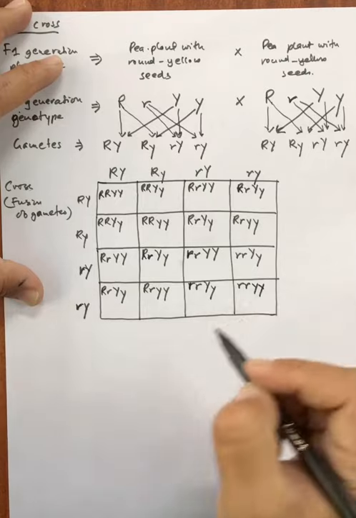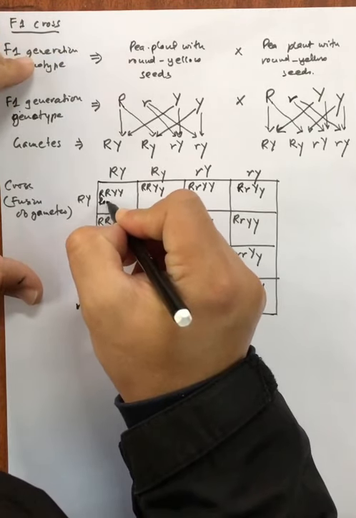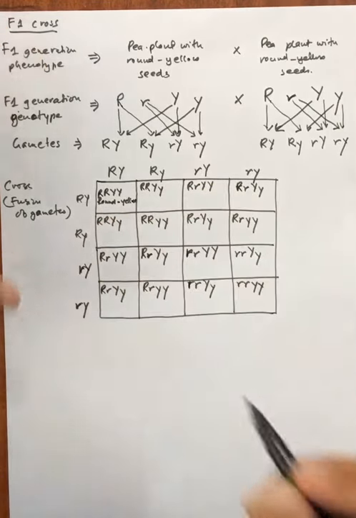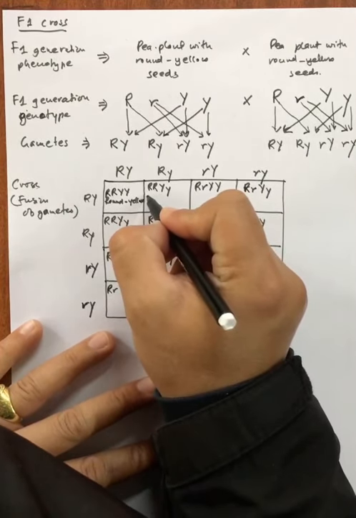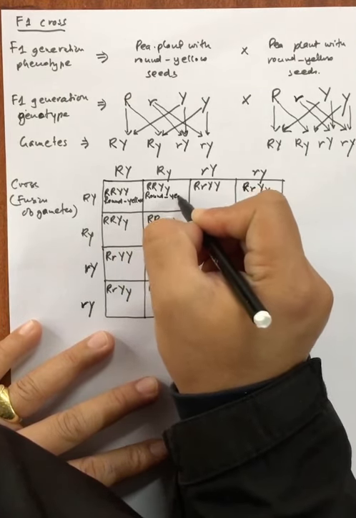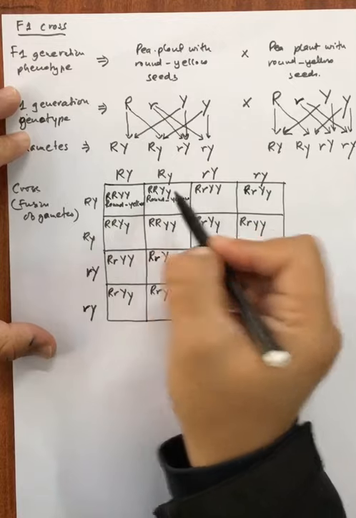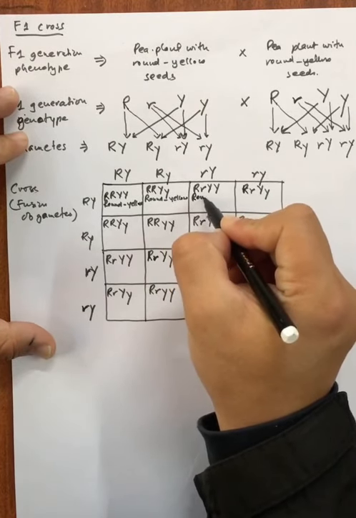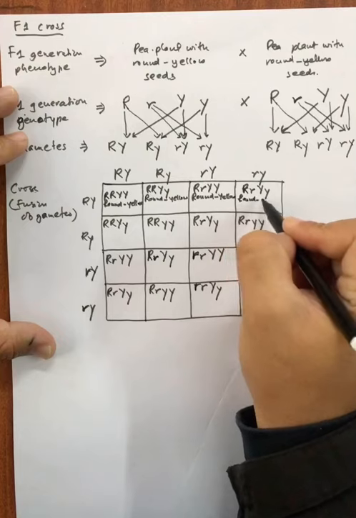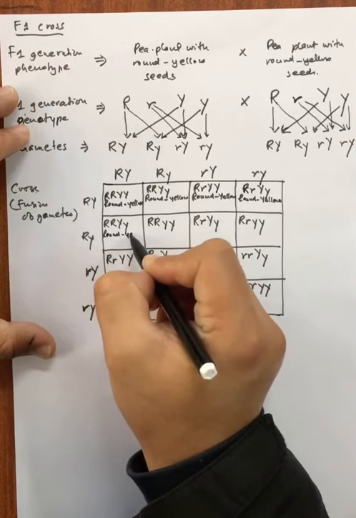Let's talk about the genotype, so that is the phenotype. The material shows round and yellow. Round and yellow is dominant, so this will be round and yellow, and that one will also be round and yellow.